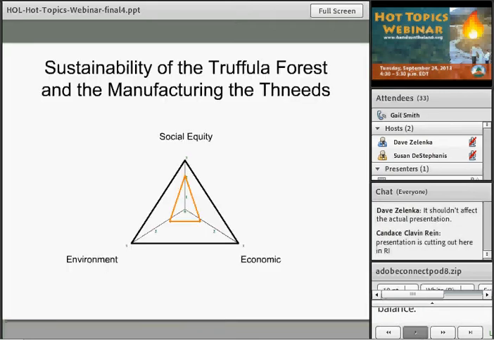And when we look at the sustainability triangle again of the truffula forest and the manufacturing of the thneeds, how might this scenario been improved as far as dynamic balance and equilibrium? How could the environment, social equity, and economic become sustainable for the Onceler's needs?